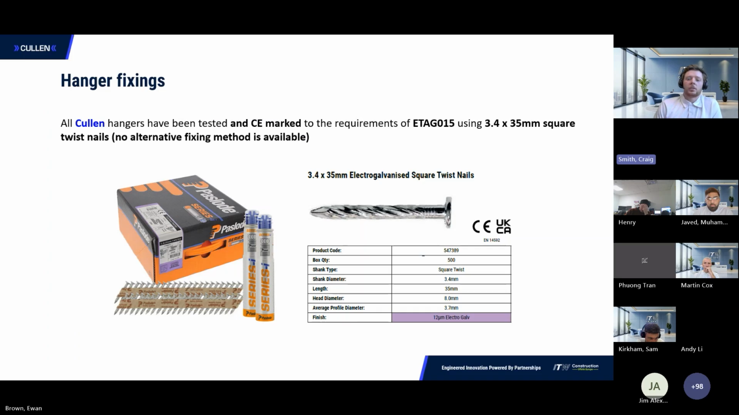In terms of fixings, all our Cullen hangers are CE marked and tested to ETA or ETAG 15 using 3.4 by 35mm square twist nails only, unless it's specified otherwise. It's a standardized nail type for on-site simplicity, and there's no confusion on the fixings when we're on site. There's no risk of the nails being wrong, and it's one nail type that meets all of our load values. It just ensures reliable, consistent performance as we've tested it. And then it can also be installed either by hand or with a Paslode PPN nail gun.